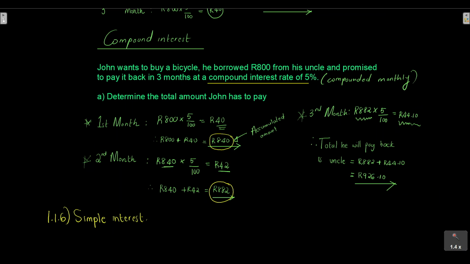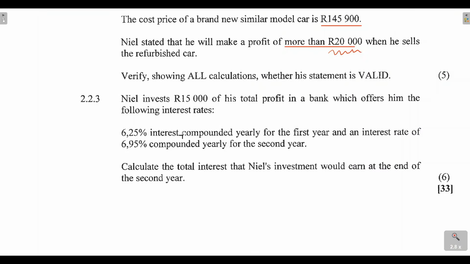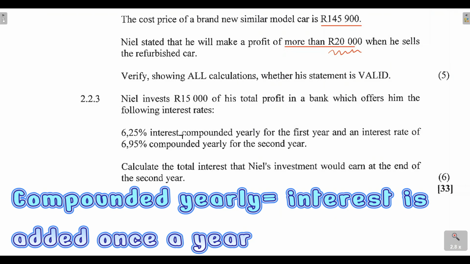With this question 2.3, the interest is compounded yearly, meaning that the interest is added to his investment once a year. This point that I've just said is going to be very important when we go on to calculate how much interest he makes each year from investing 15,000 into this bank. So please pay attention. Let's have a look.